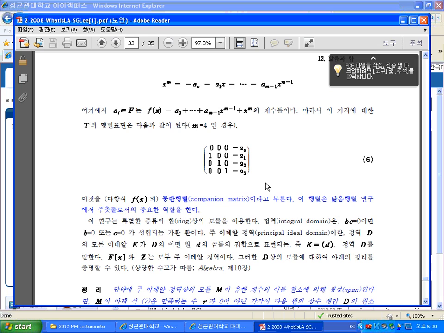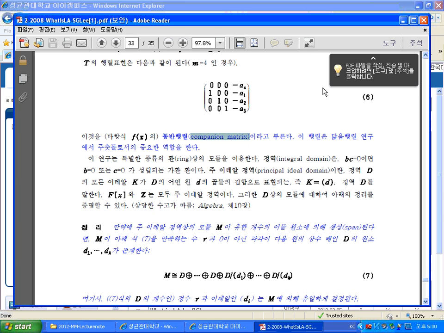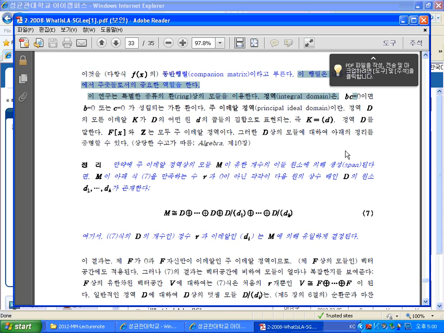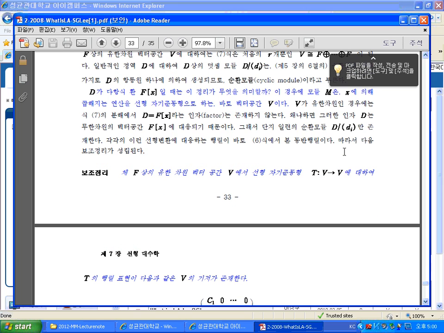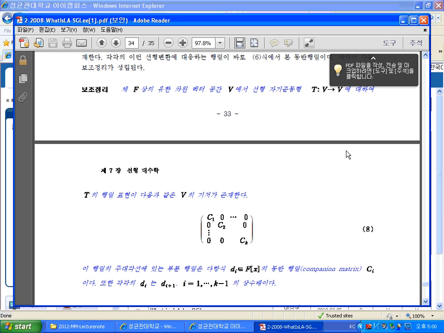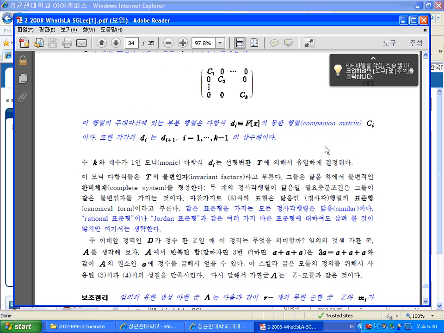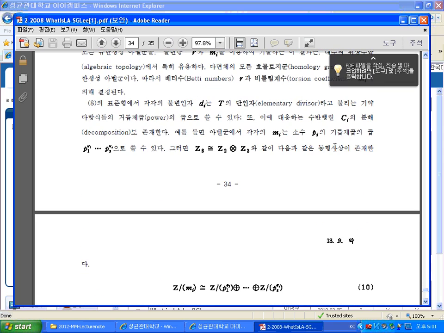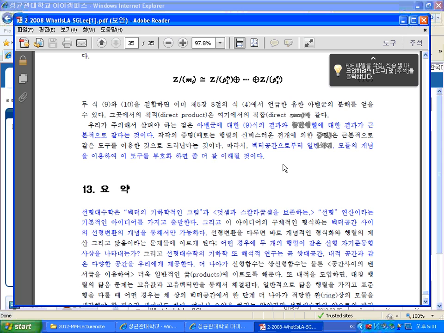Okay, and this is the kind of matrix that you're going to see. This is an example of companion matrix. This is a very important part in the study of similarity. Okay. And also companion matrices and direct sums, etc.